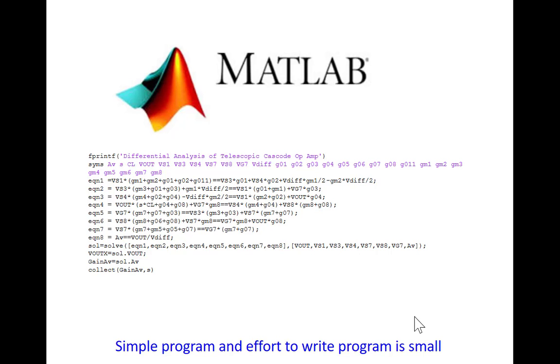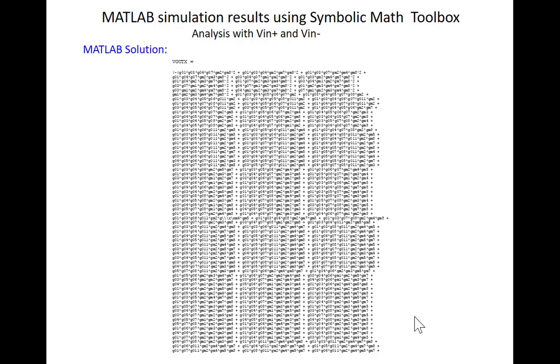Equations are about the same. Simple program, small effort. Then I clicked run, and I got the output. And this is the output for Vn plus and Vn minus. And this is MATLAB.